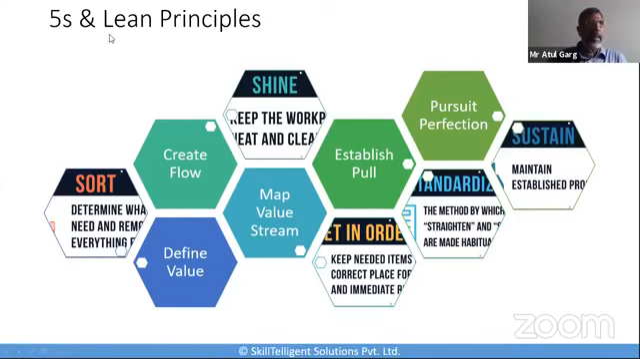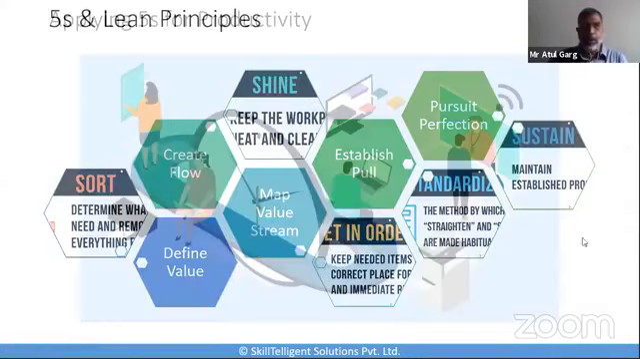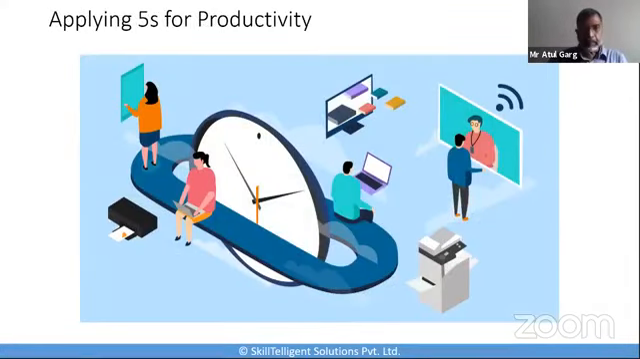So these are the mappings between the 5S and the lean principles, which we will use and then talk about in more detail. Okay. So let's talk now about how we can apply the 5S for productivity. And while we do that, maybe we will also talk about what lean principles we have applied here, how they work, and how they go on.